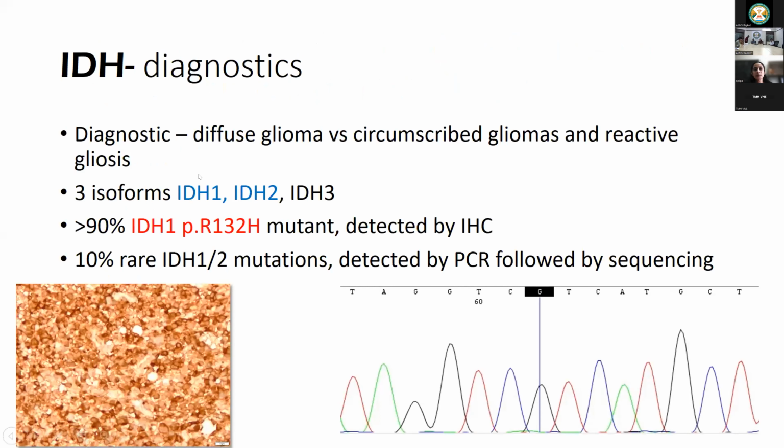So why is IDH important? How does it help us in diagnosis? IDH is very important because it helps us diagnose a diffuse glioma. It is not present in circumscribed glioma, and if you have a very tiny tissue, it also helps you to rule out reactive gliosis. Amongst the three isoforms of IDH, more than 90% of the mutations are IDH1 R132H, which can be detected easily by immunohistochemistry. For the remaining 10%, we need to use PCR and sequencing.